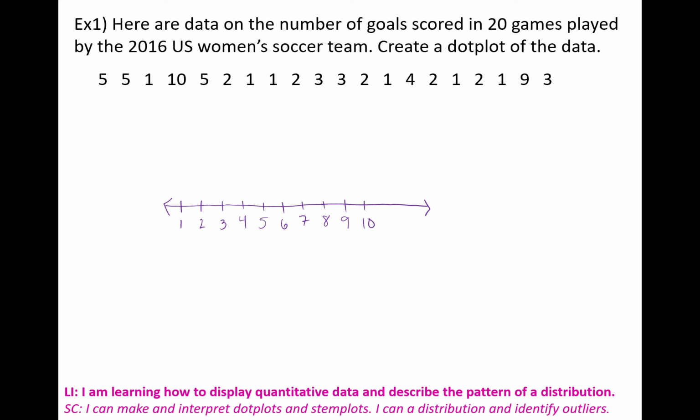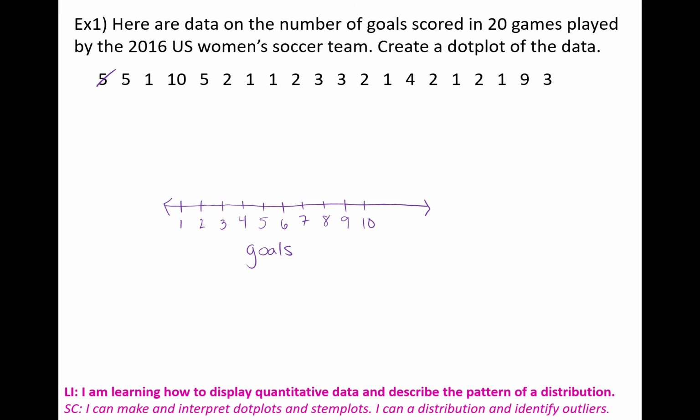So these numbers represent goals scored in soccer games, so I'm going to just go ahead and say goals. That's my number of goals. And then for every number that I come across, I'm going to put a dot. There's a couple ways you could do it. You could go number by number, so start with a 5, put it on the graph, and so forth. Or you could go through and count up how many 1s do I have, how many 2s do I have. Either way works. I'm going to just go through number by number.